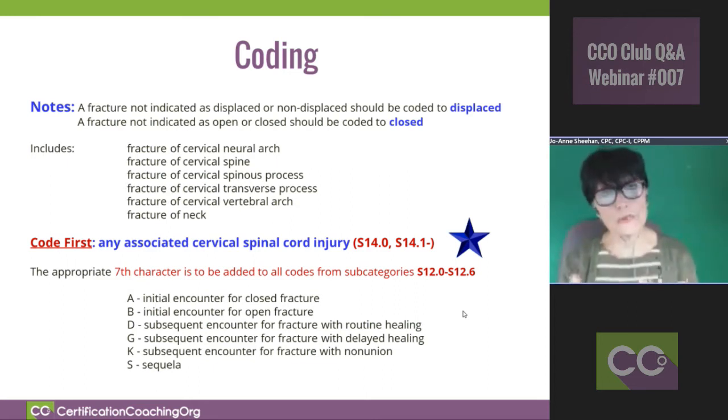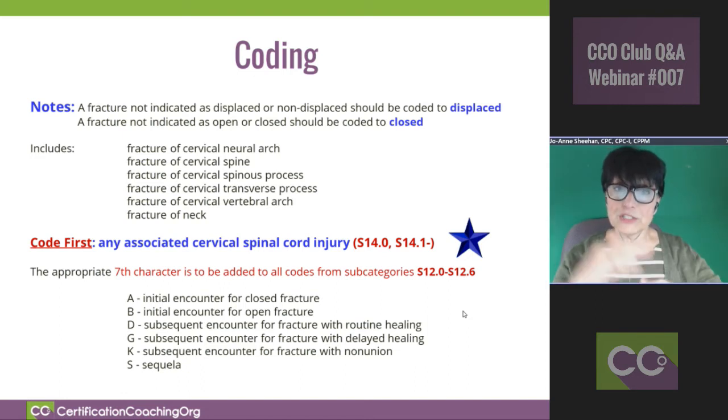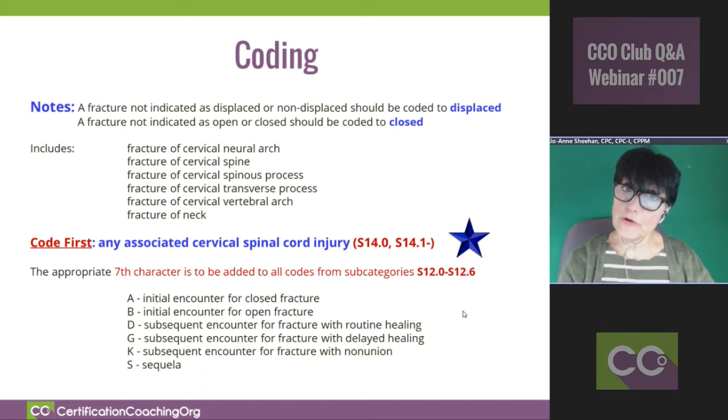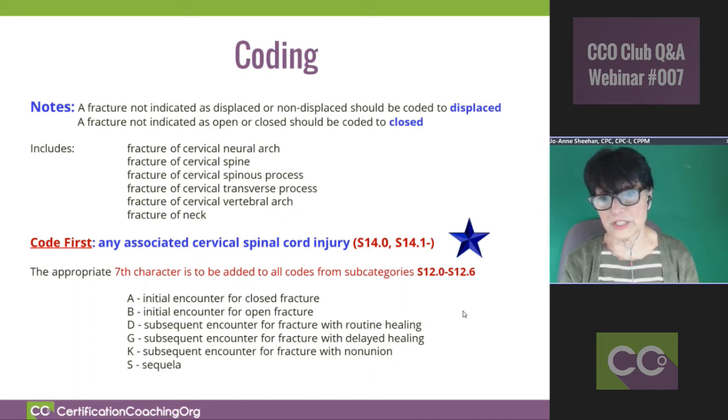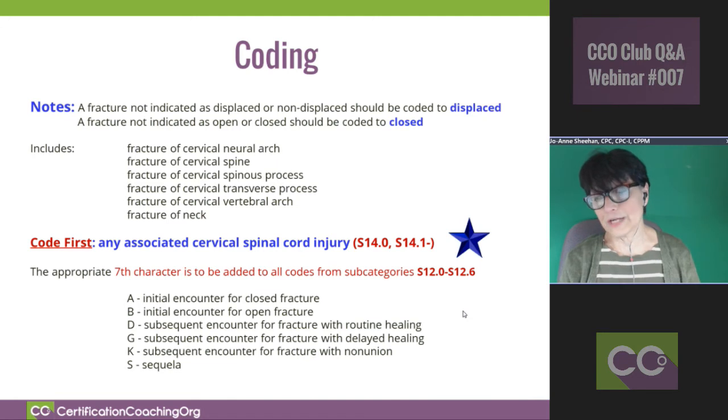But when you're going to code the fracture, which is the S code, underneath that, it tells you code first any associated cervical spinal cord injury that falls into category S14.0 through S14.1. So we know we have the G code. We know we are going to code the fracture because that was the reason for the quadriplegia. But it's telling you before you code the fracture, code the cervical spinal cord injury. So that means it will be the G code, the S14 code, then the fracture code.